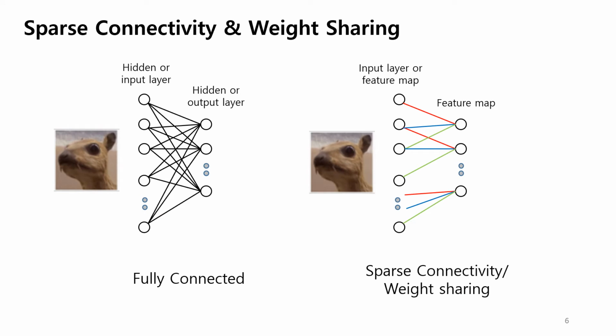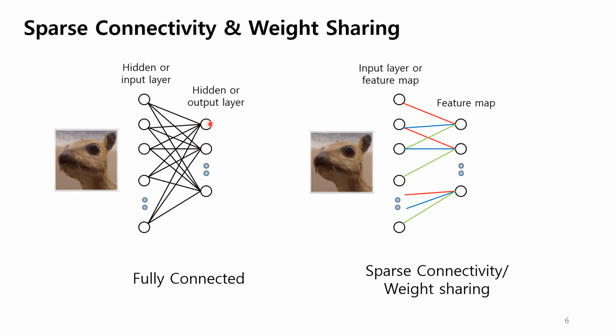So this slide shows an example of sparse connectivity and weight sharing in a feature map. The left-hand side is an example of fully connected. This is the way we connect nodes in a traditional neural net. Suppose this is a hidden node, and this may be another hidden node or output node. Each node here is fully connected to the nodes in the next layer, right?